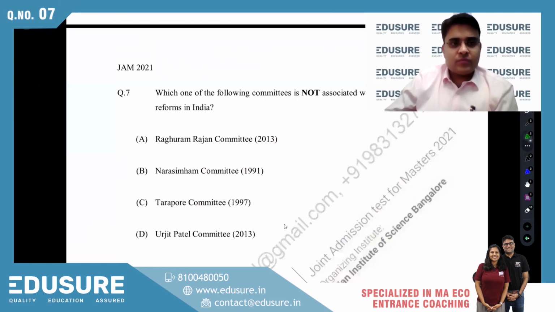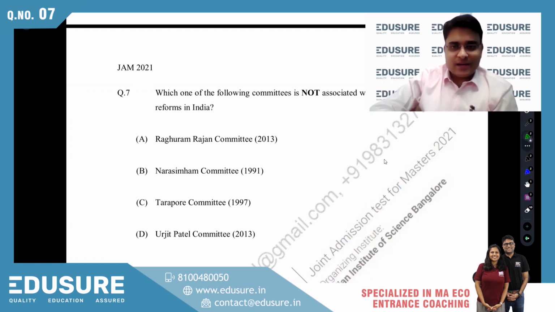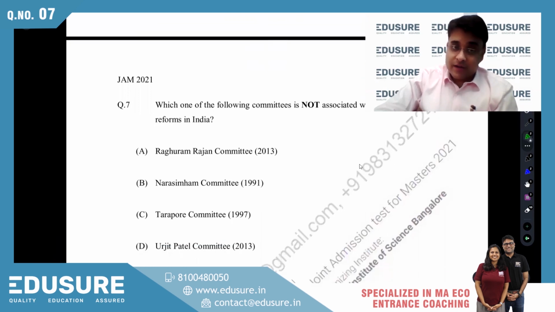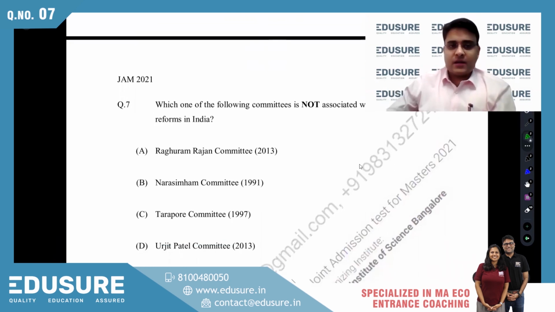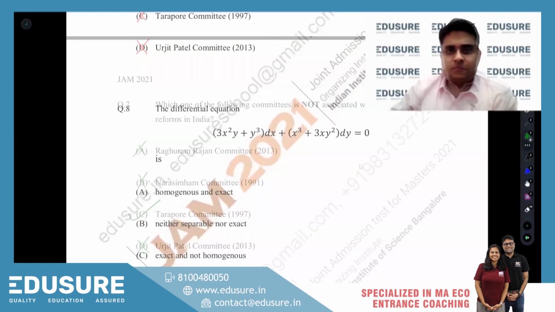IIT JAM 2021, question number 7. Which of the following committees is not associated with financial sector reforms in India? Raghuram Rajan committee is associated. The ex-governor Narasimham, yes. Governor again, Urjit Patel, governor. Tarapore committee is not associated with financial sector reforms. Answer is C.